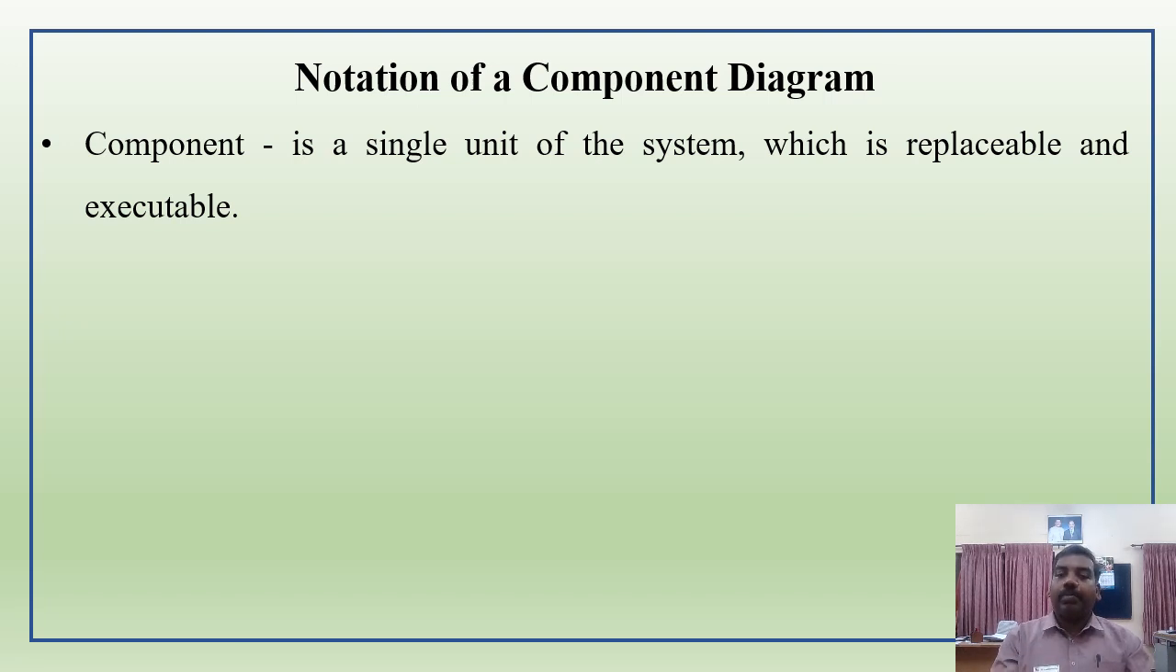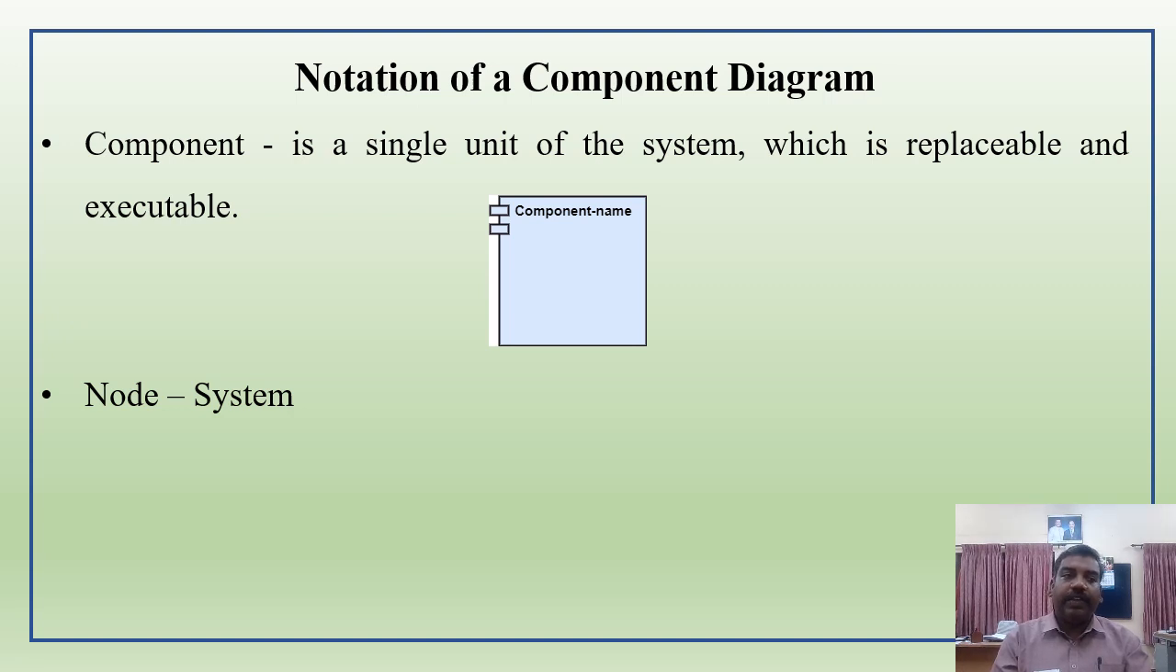An inbuilt processor or inbuilt software will be inside the processor. That can be executable and it can also be reconfigured. So you need to clearly identify what components are available for the system, and mention which components are replaceable as well as executable. So for a component, this is the notation for how you draw a component. And for a node, or we can call this a system, this can be drawn like a square box. So these are the two basic notations for drawing the component diagram.